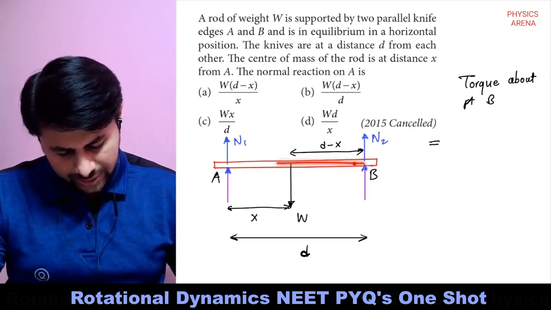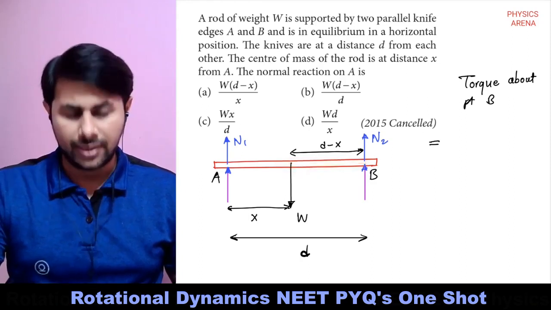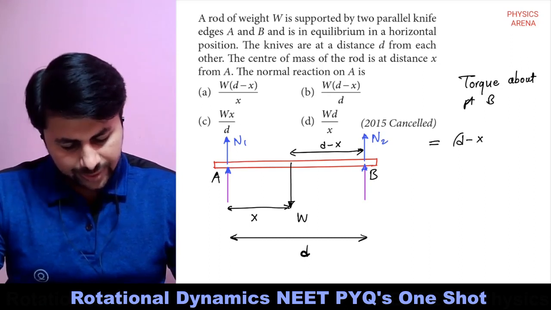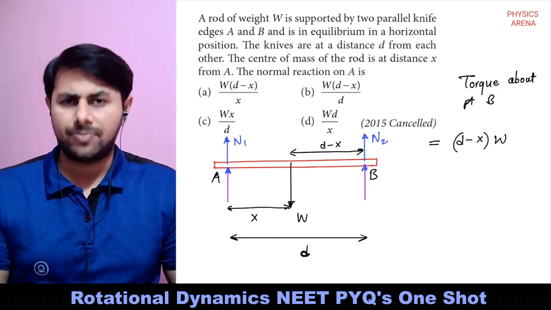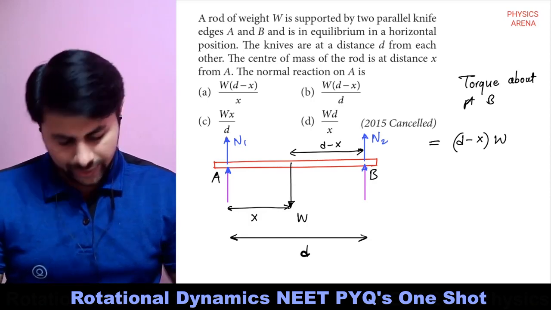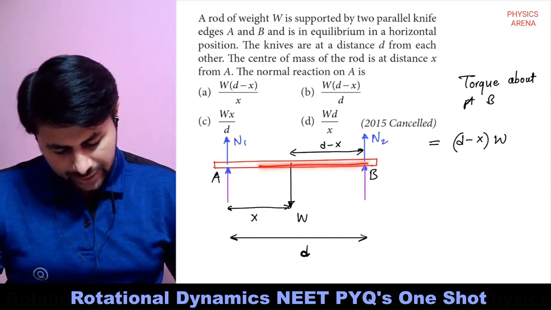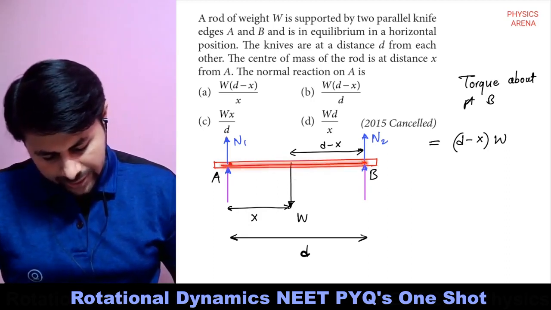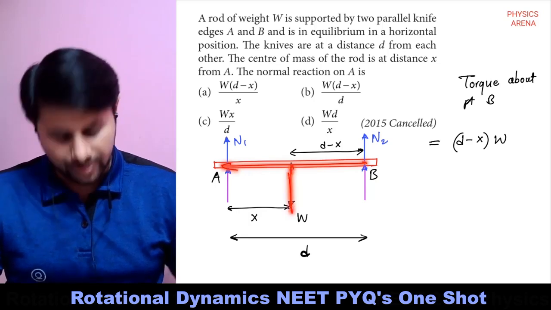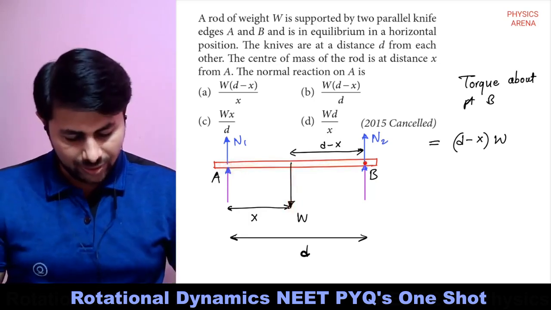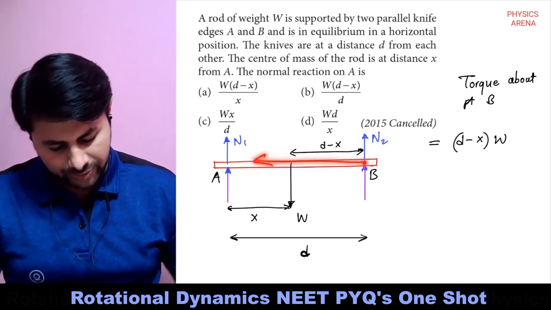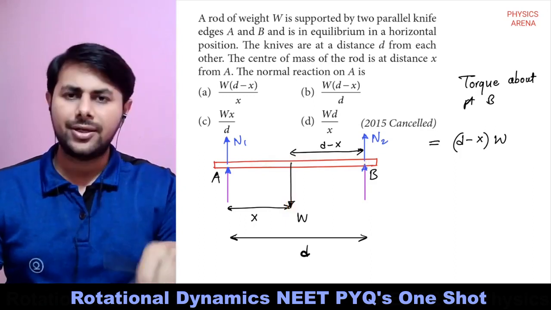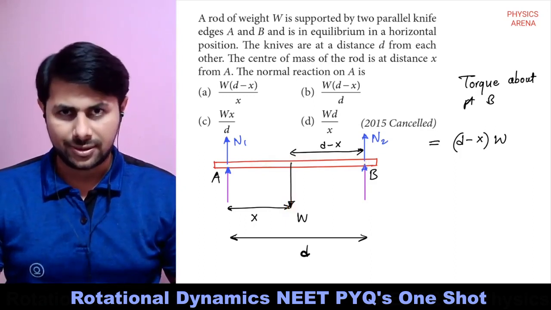So how much is the distance of W? It is D minus x, right? So D minus x multiplied by W multiplied by sine of 90, which is 1. Okay, and this rotation, you can see, is in which sense? W is on the left side of this point B. So this is the position vector, this is W, so R cross F. So this W will rotate the rod in anti-clockwise sense.